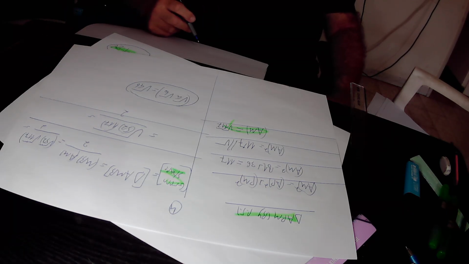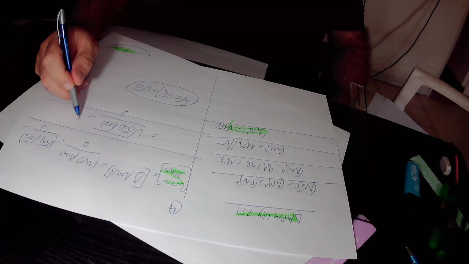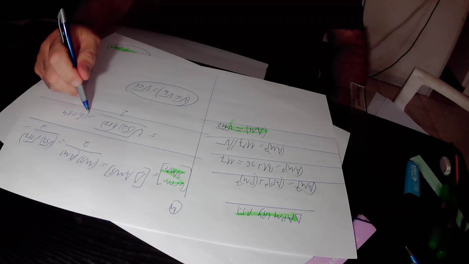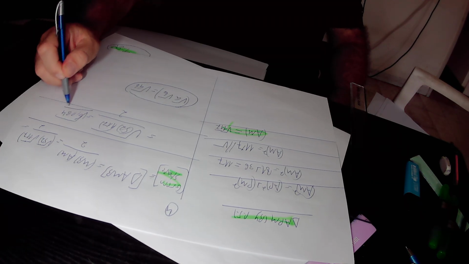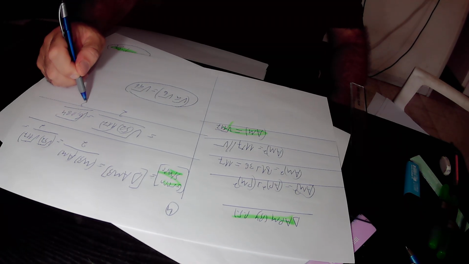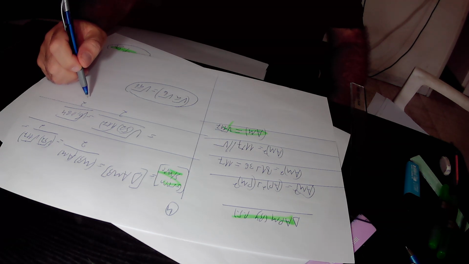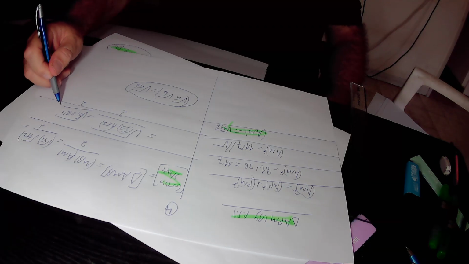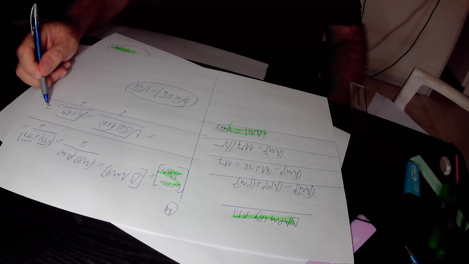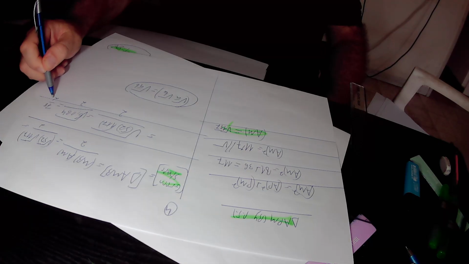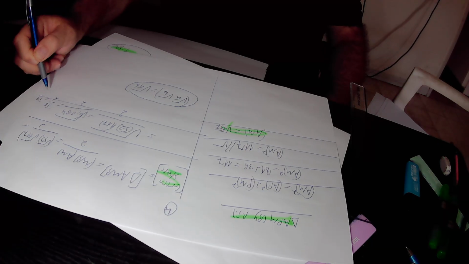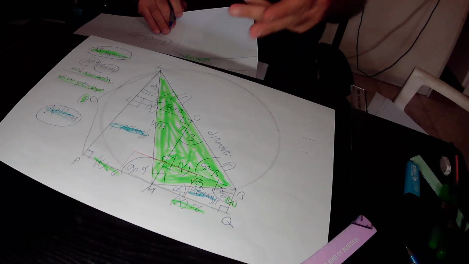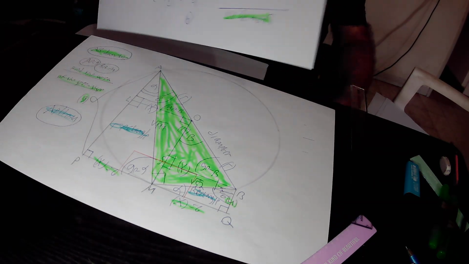52 times 117 is equal to 6,084. So the area of the green shape is equal to the square root of 6,084 over 2. The square root of 6,084 is 78, over 2. 78 over 2 is 39. In total, we found out that the area of this green shape, that is the area that we are looking for in this question, is 39.